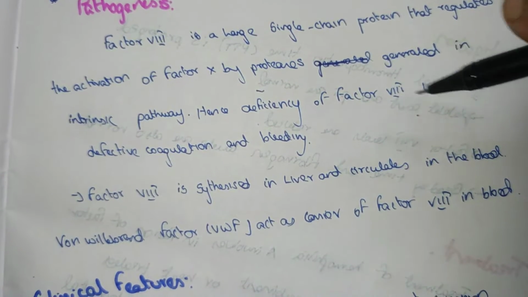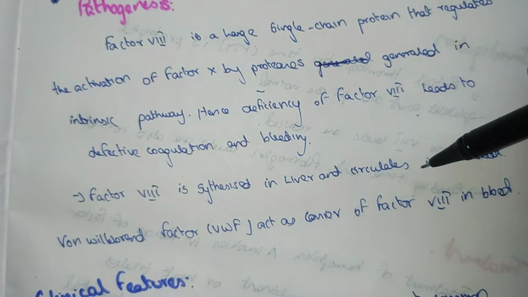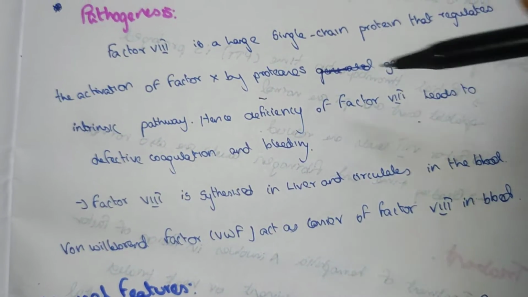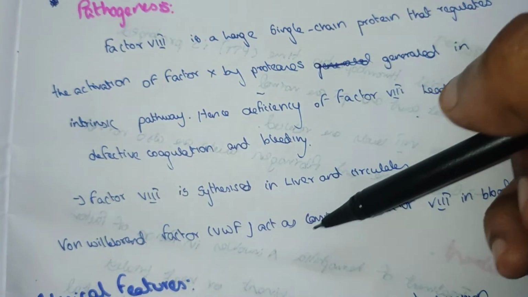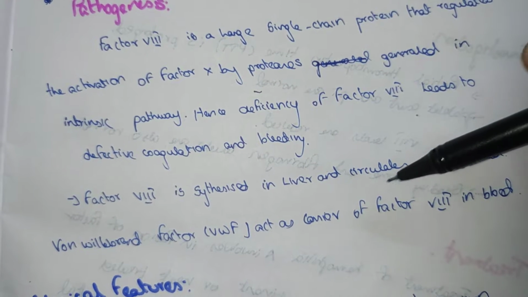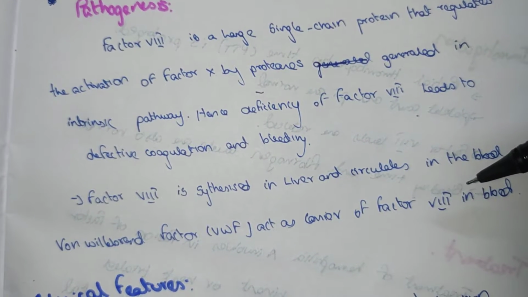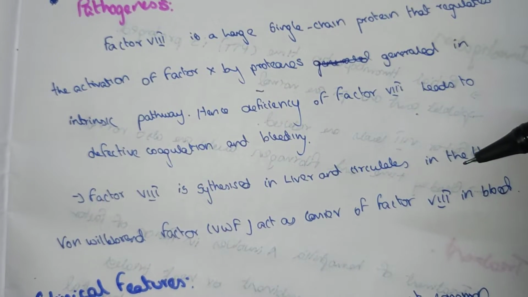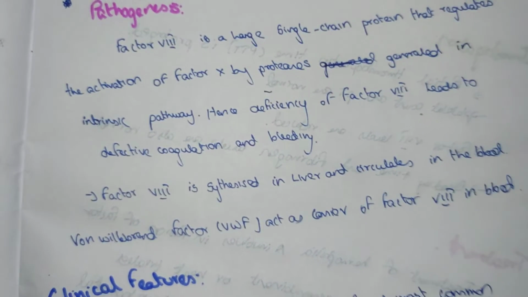Factor 8 is synthesized in the liver and circulates in the blood bound to von Willebrand factor. Von Willebrand factor acts as a carrier of factor 8 all over the body.